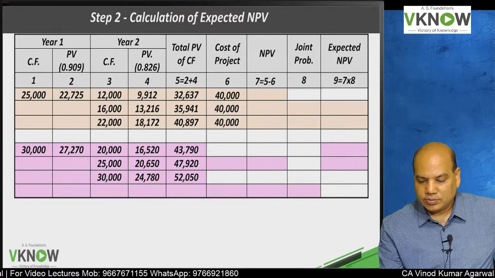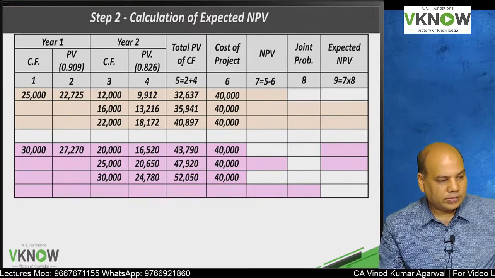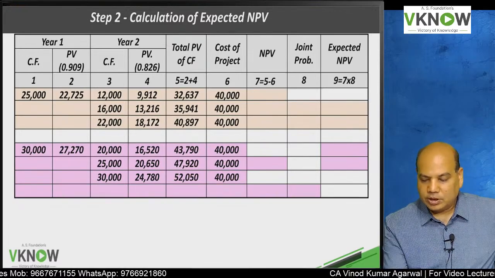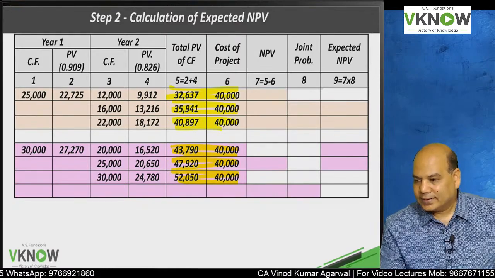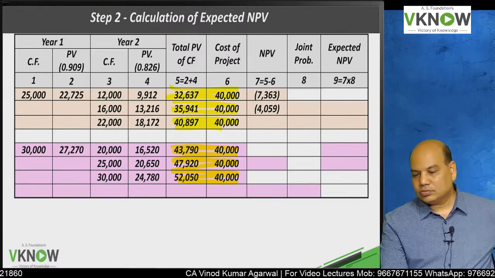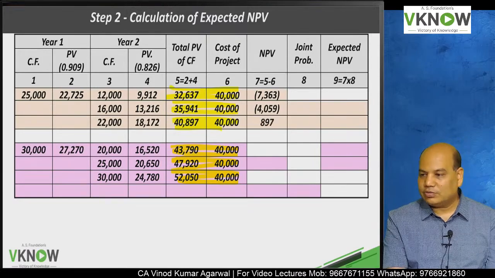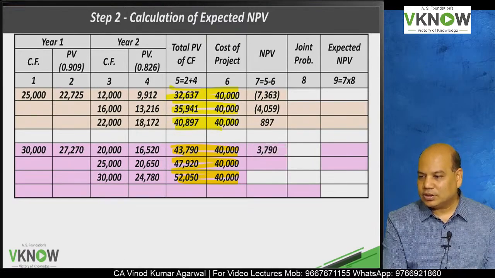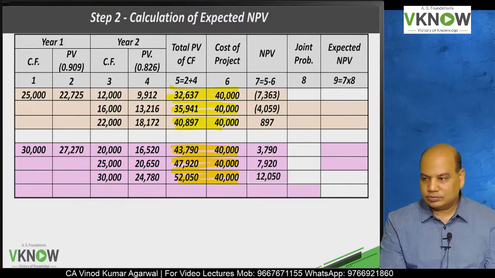Cost of the project is same, 40,000 each. Now NPV will be difference between these two columns. Please write down yourself. 32,637 minus 40,000. 7363. Negative. 4059 negative. Without calculator try. 897. 3790. 7920. 12050. Can you see that?